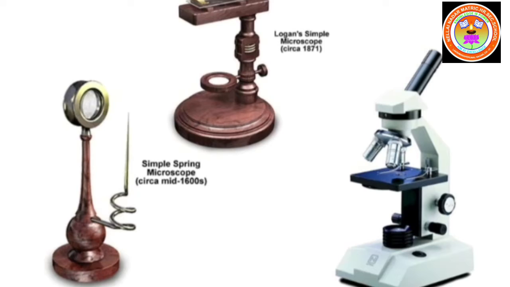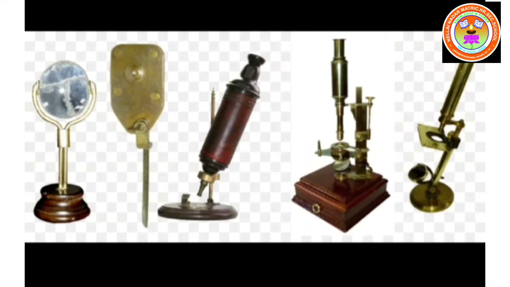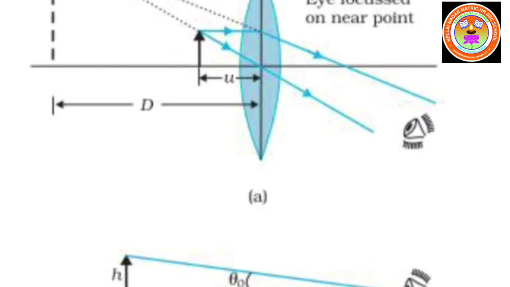Simple microscope. The picture shows the simple microscope, which has a convex lens of short focal length. It is held near the eye to get an enlarged image of small objects. Let the object be AB, which is placed within the principal focus, that is, u less than f. Here u, as we already know, is the object distance.